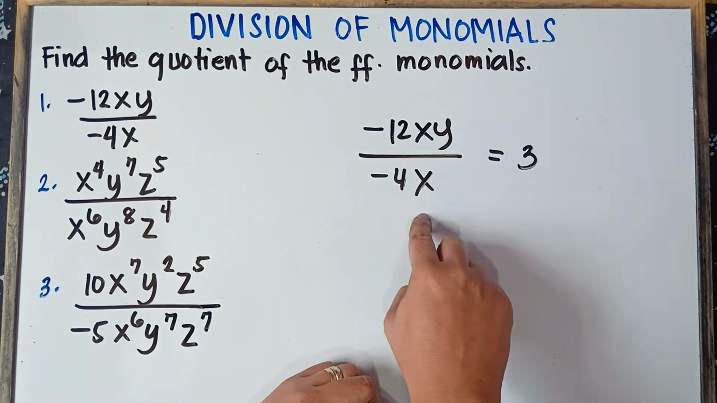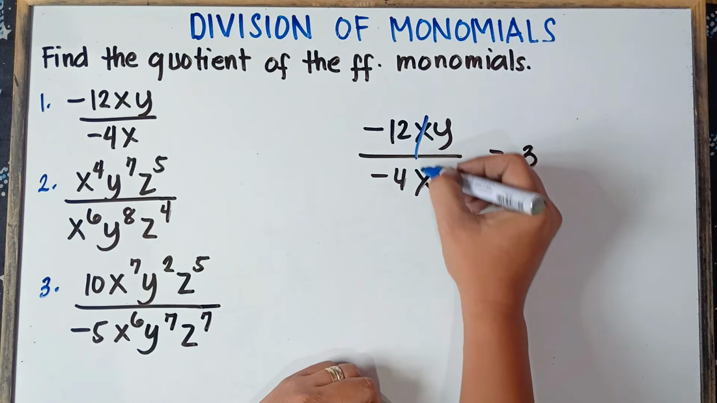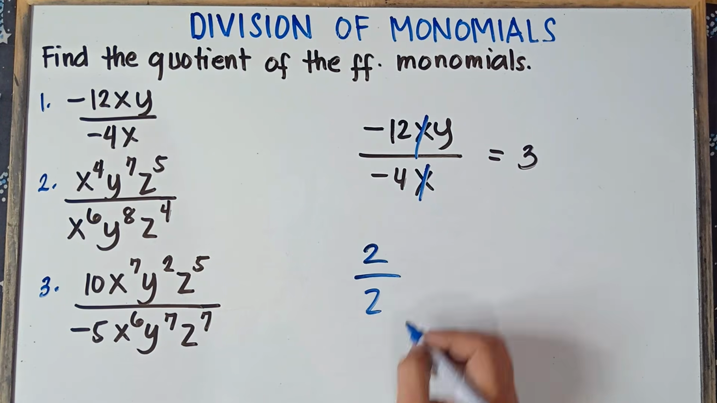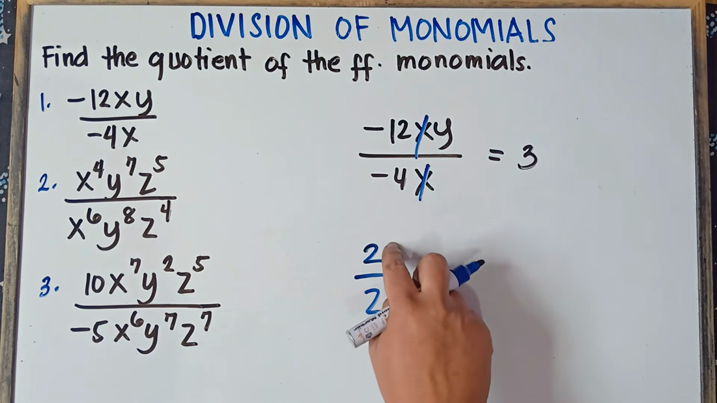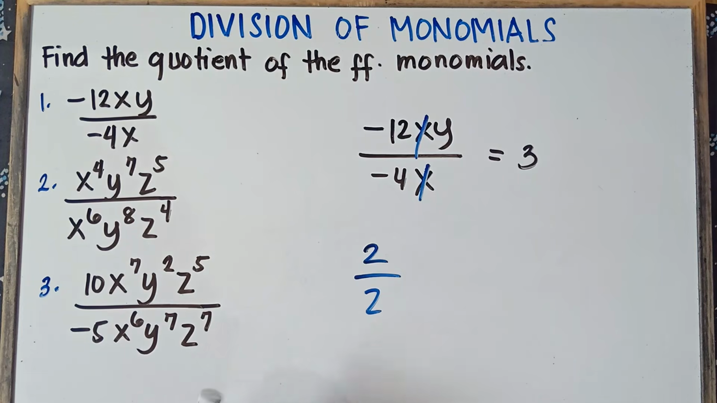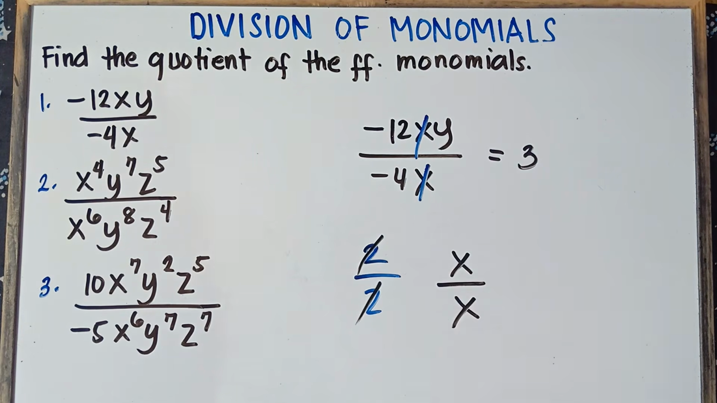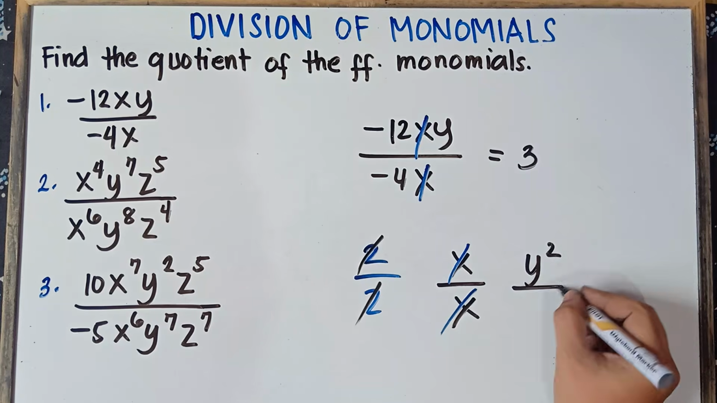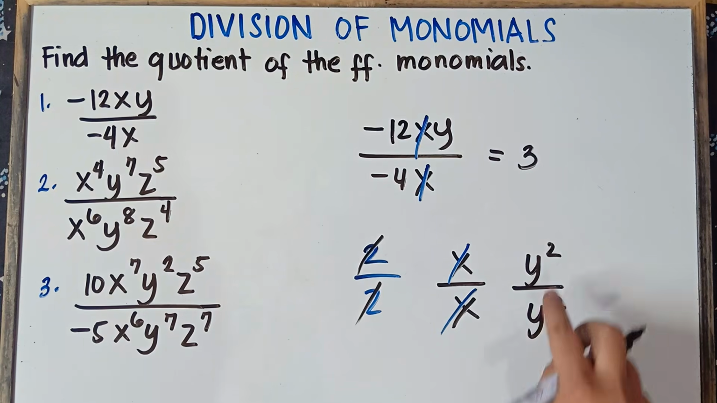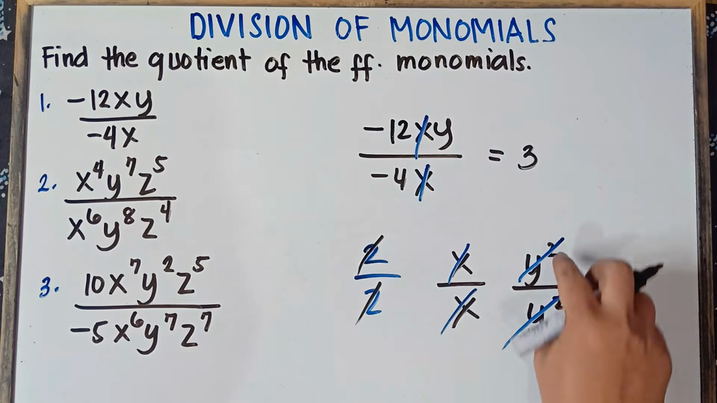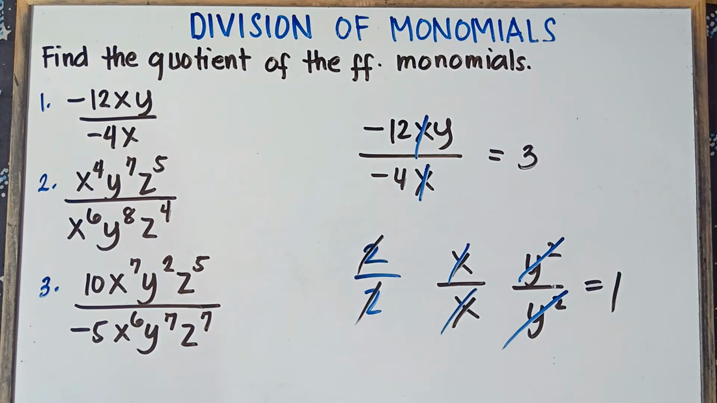And then same x, we can just simply cancel this out. So a while ago, class, in our example, 2 divided by 2. Same number on the numerator and then denominator. We can just simply cancel this out. And then same variable, example x divided by x, we can just simply cancel that out. Another example, y squared over y squared. Same on the numerator and then denominator. We can just simply cancel that out because this will be equal to 1.